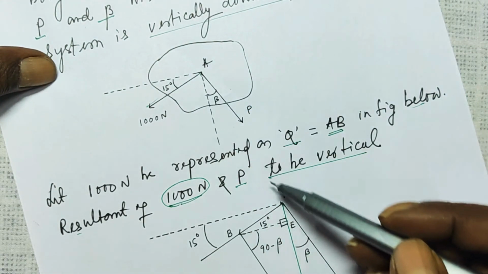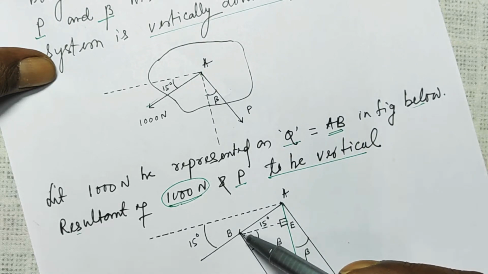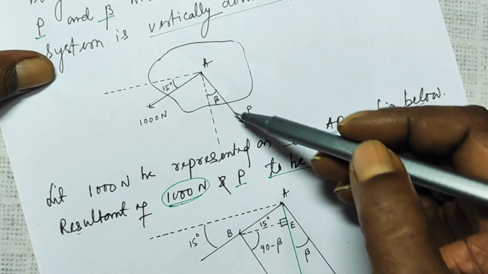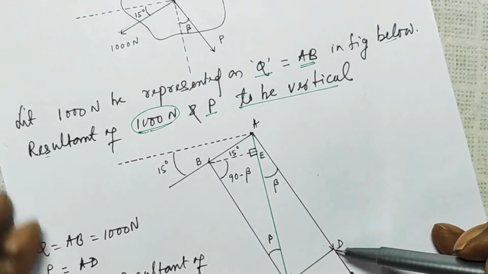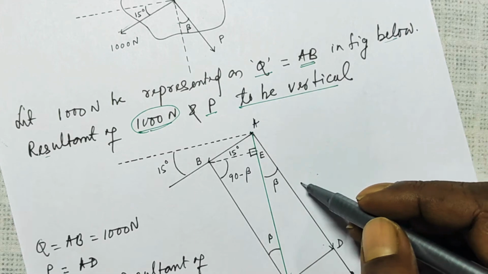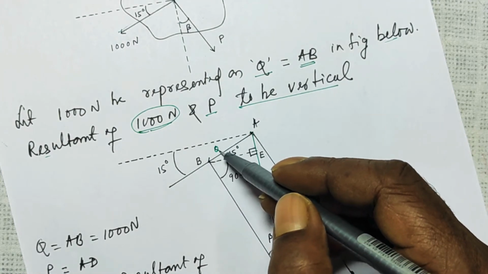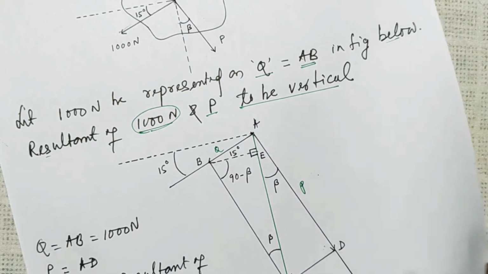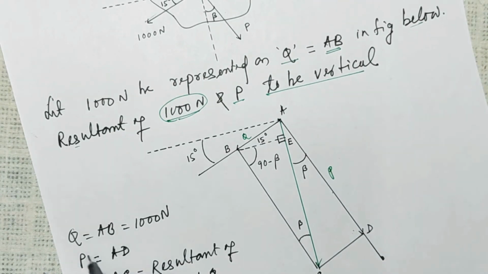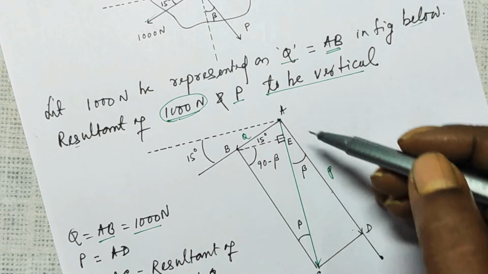This 1000 Newton is the same as this force from A to B, and this P Newton is from A to D. Let me write P here. From here to here is Q, that is 1000 Newton. Now Q is equal to AB is equal to 1000 Newton. P is equal to your AD.